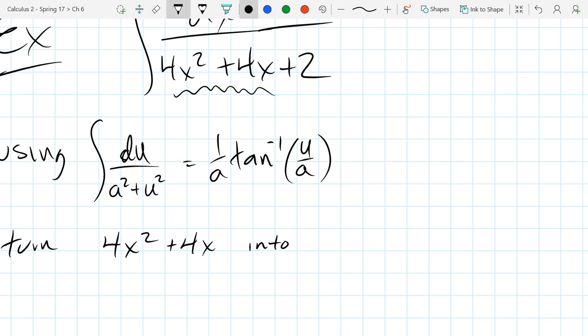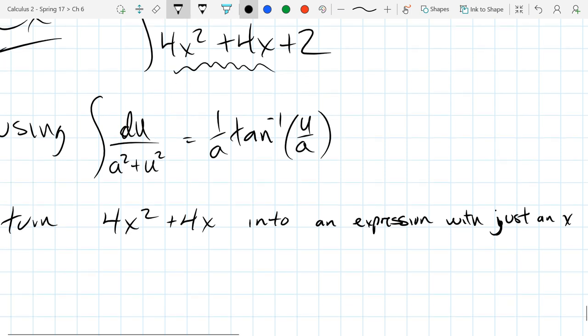So I'm going to turn this into an expression with just an x, just a single x, not x appearing in two places. So you remember completing the square? Hopefully, we're going to complete the square right here. So step one, factor the 4 out.